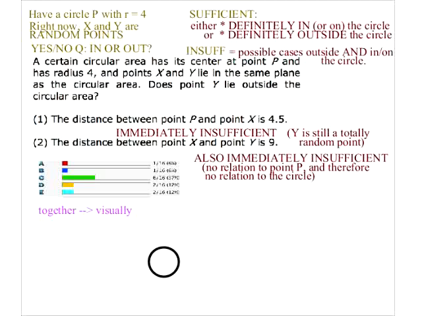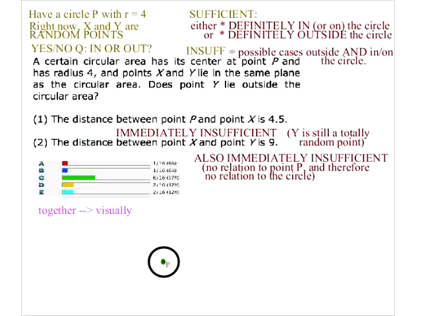P is here in the center of the circle. That's P. Okay, then you've got X, which is 4.5 units away from P.